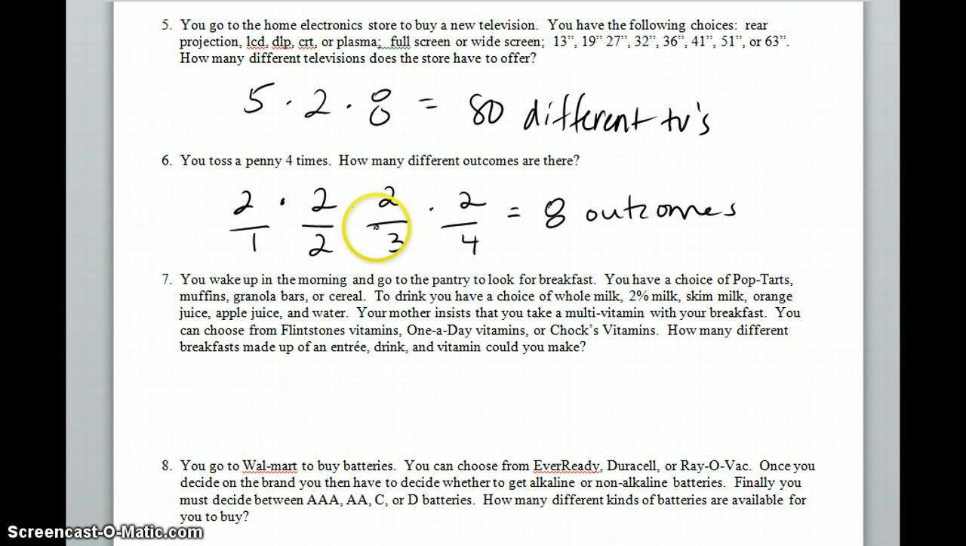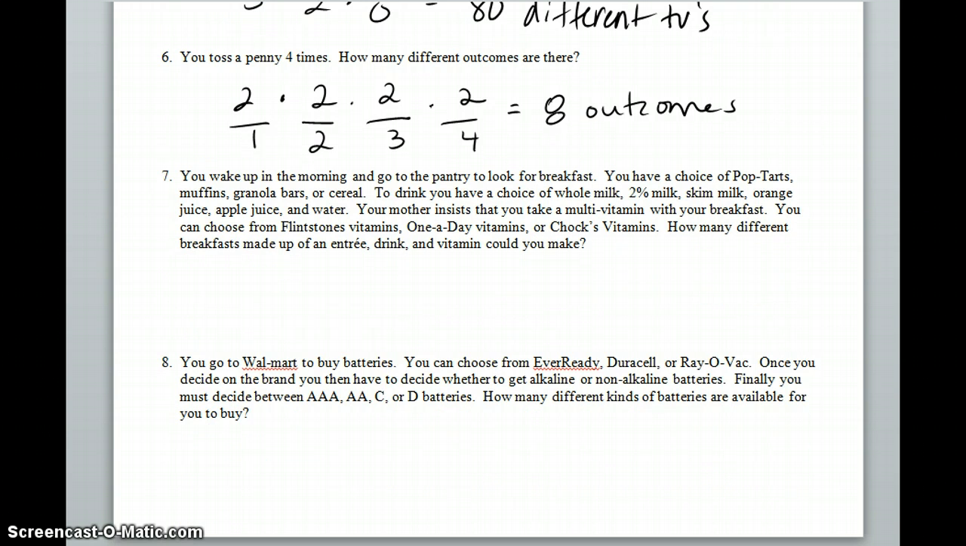And it doesn't decrease in value because every time you reset and flip a penny, you still have a heads and a tails. It's not like when you flip a tails, you can never get a tails again. Okay. All right, go ahead and take a moment and try 7 and 8 on your own, please.